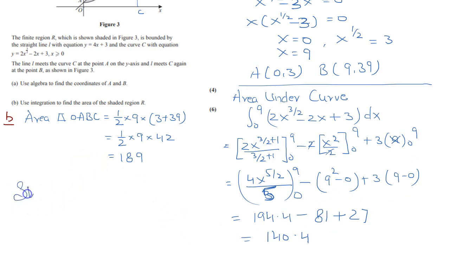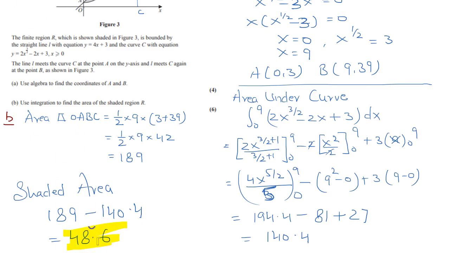So the shaded area is 189 minus 140.4. So that is equal to 48.6, and that is the answer of question number 14.